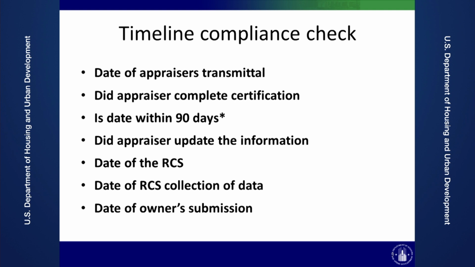We move along to, did the appraiser update the information, if the information was getting stale? The date of the rent comparability study, put that in there. The date of RCS collection of the data, and the date of the owner's submission. This is the date that's on the owner's letter. And again, there's a timeline there: if the appraisal signed by the appraiser is more than 90 days old by the time the owner's letter is signed, that means that the study is getting stale.